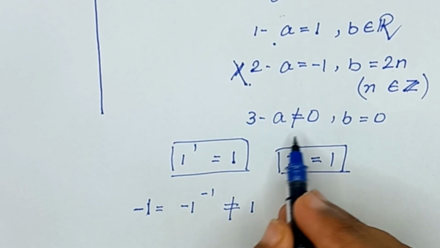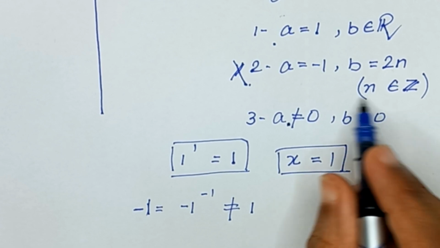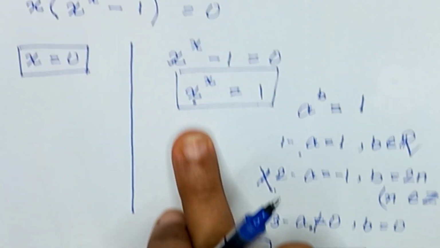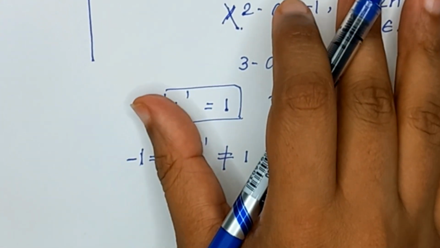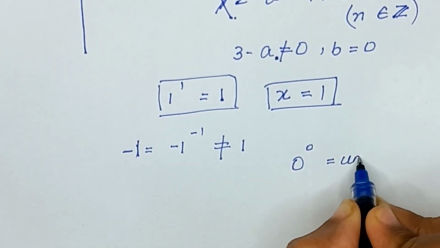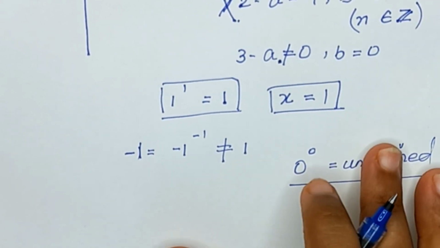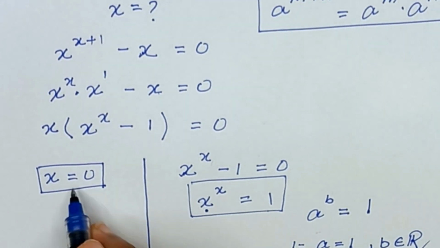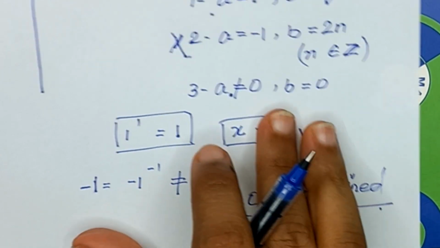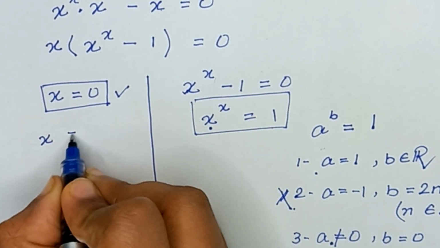Now the third case. The third case is a is not equal to 0 and b is equal to 0. So if we take x as 0, it will become 0 raised to the power 0, which is undefined. So it means we have two values of x here, x is equal to 0 and x is equal to 1.